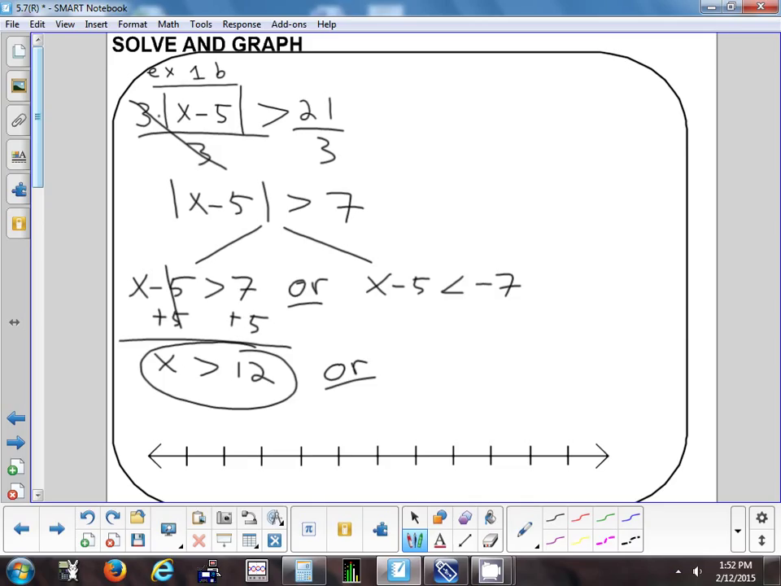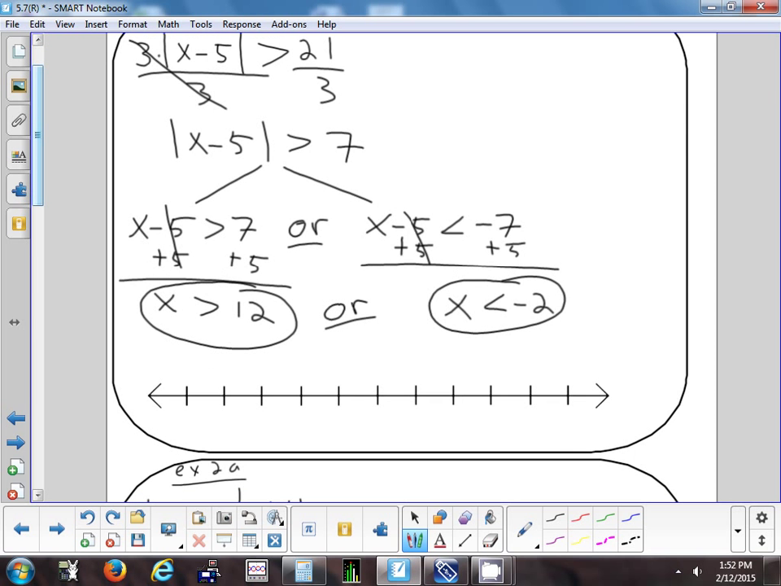How do I get X by itself here? Victoria? You add 5. It's exactly the same thing you did on the other one. Just add 5. Negative 5 cancels. Do I flip the sign? No. Why not? Because you're not dividing. I'm not dividing by a negative, I'm not multiplying by a negative, I'm adding 5. Okay, what's negative 7 plus 5? Careful. Negative 2.